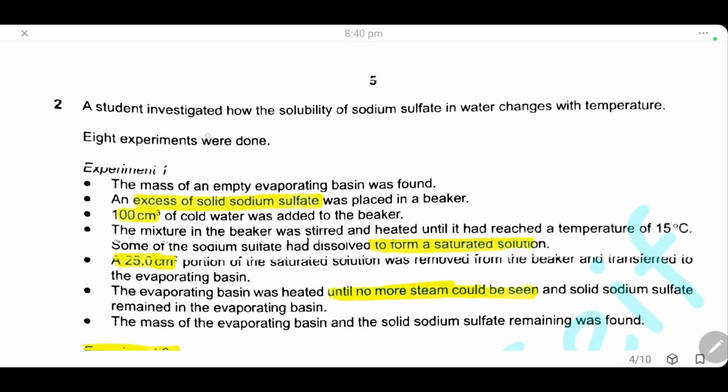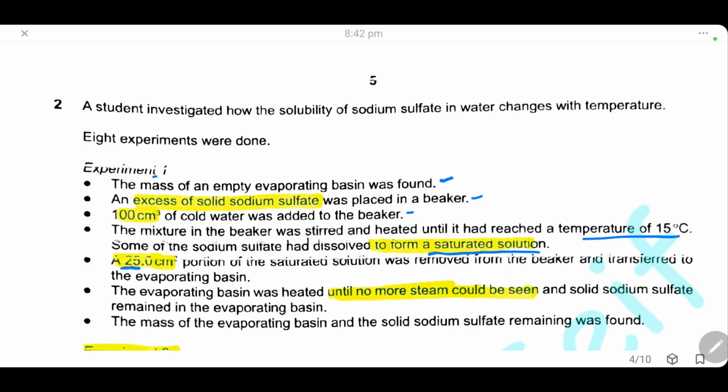Question 2. Students investigate how the solubility of sodium sulfate in water changes with changing temperature. Eight experiments were done. First, experiment 1. First, we will get the mass of the empty evaporating basin. Then we will add excess sodium sulfate in a beaker with 100 centimeter cube of cold water. We will mix the water with the sodium sulfate and heat until the temperature reaches 15. Some of the sodium sulfate has dissolved to form a saturated solution.